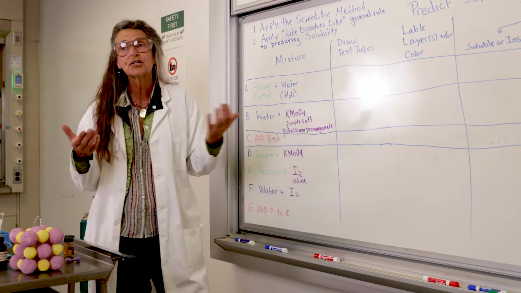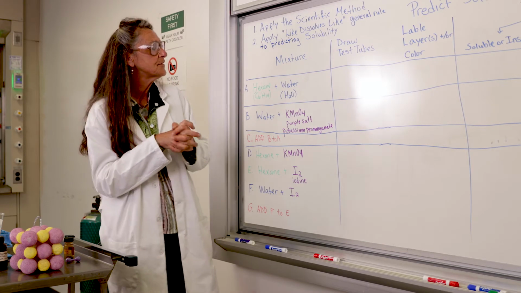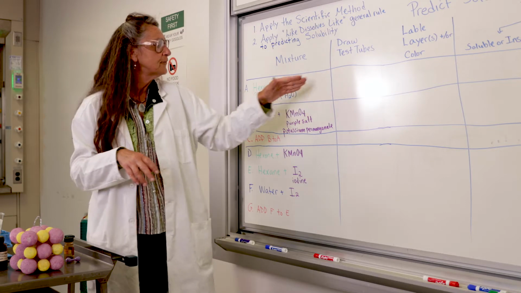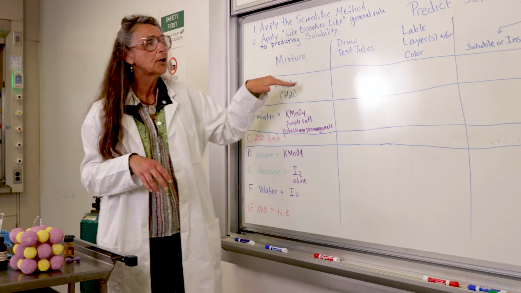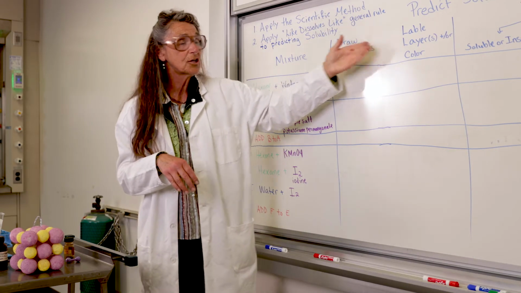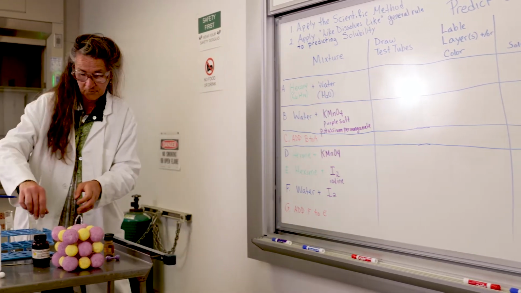So use your previous knowledge and experience, and make a prediction by drawing a test tube and figuring out: are these going to dissolve in each other? Are they not going to dissolve in each other? Are there going to be layers? Are there going to be colors? So take a moment and do that.